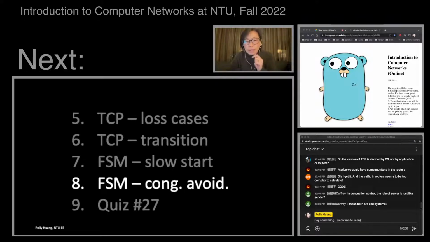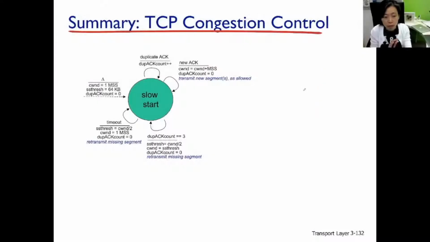Now, what about the congestion avoidance side of the finite state machine? You can imagine that it's very similar to slow start, and it is. Done with the slow start state. Now, let's move to the congestion avoidance state. So the first thing is, when do we transition from SS to CA? Yep, when the congestion window size is larger than the SS thresh.